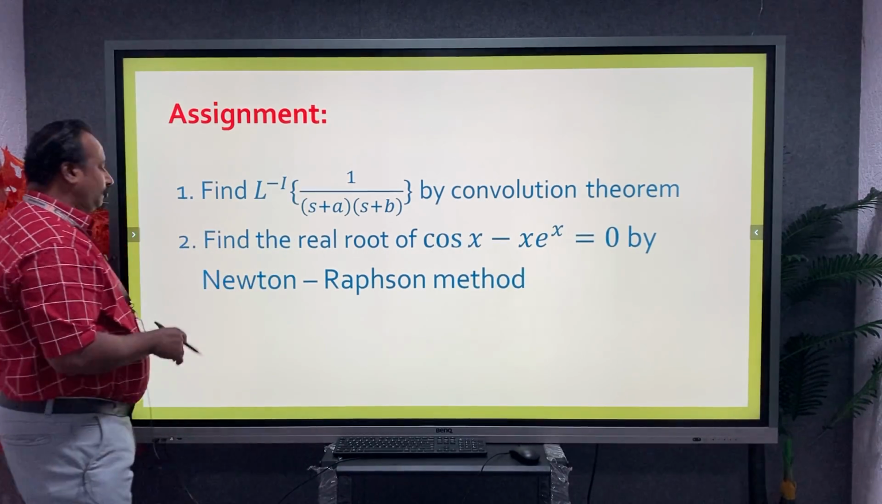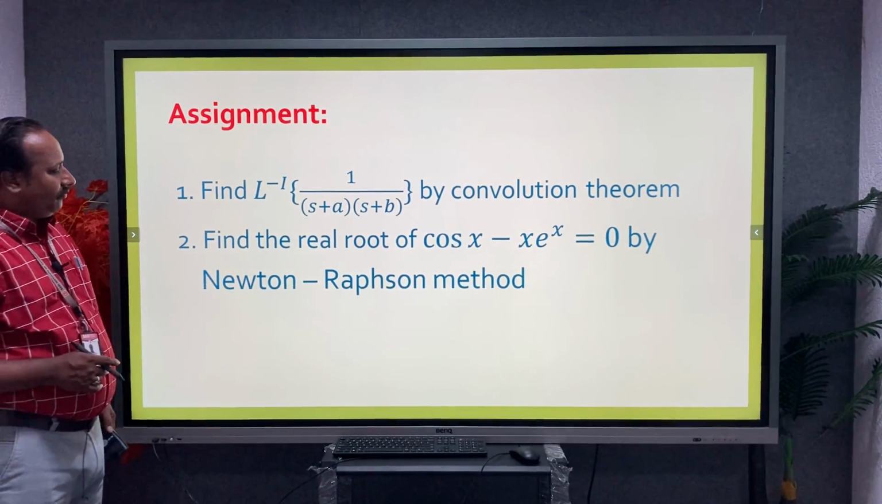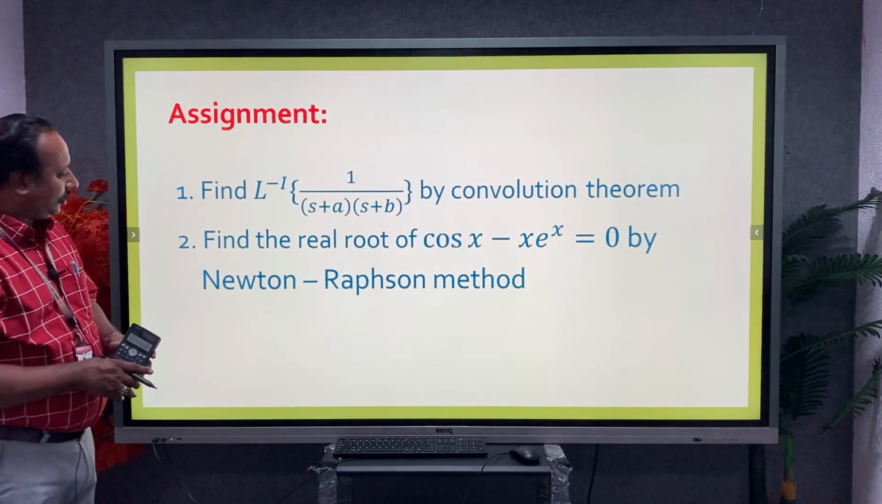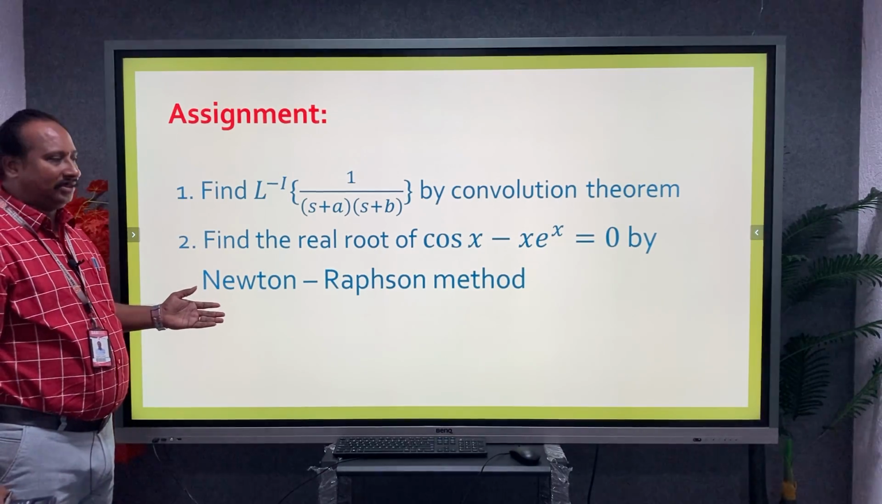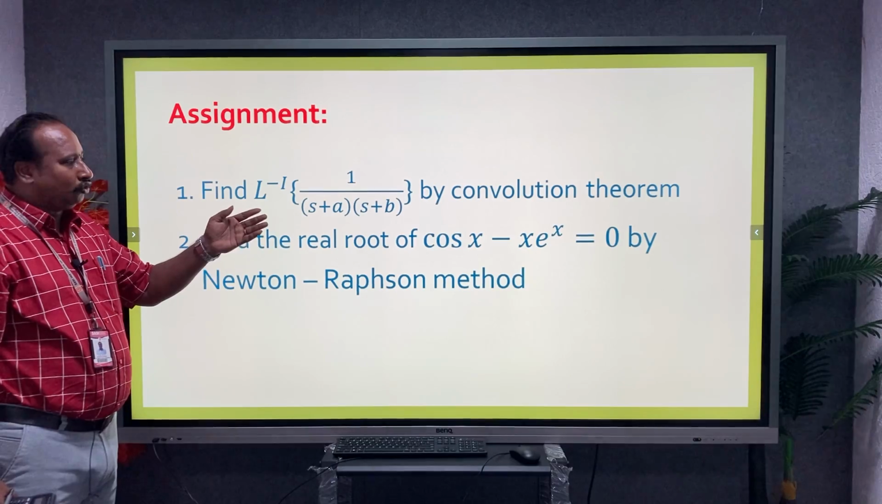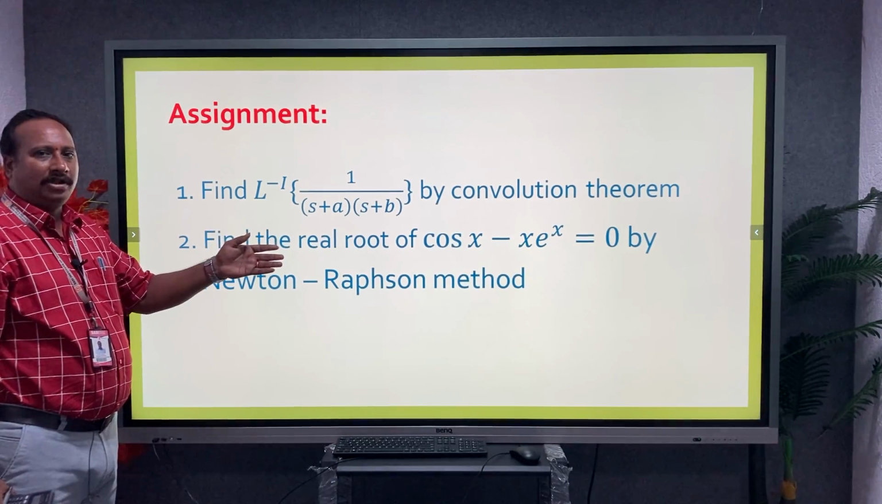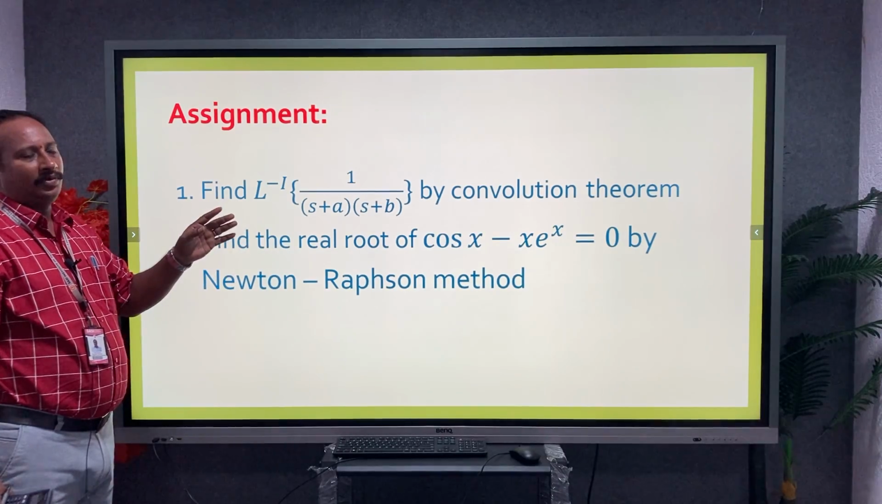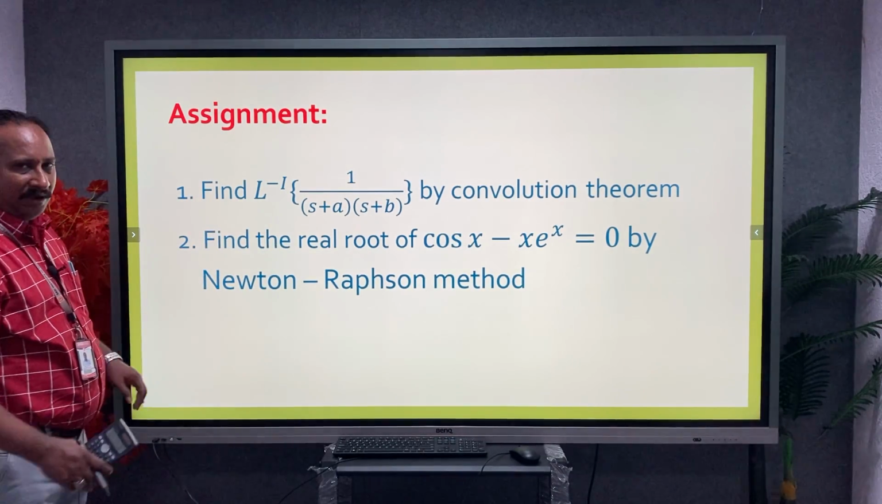Now coming to the second problem: find the real root of cos x minus x e power x equal to 0 by the Newton-Raphson method. Here also the equation involves trigonometry functions, so we should calculate the iteration values using the calculator in radians mode only. So this is the assignment for you.